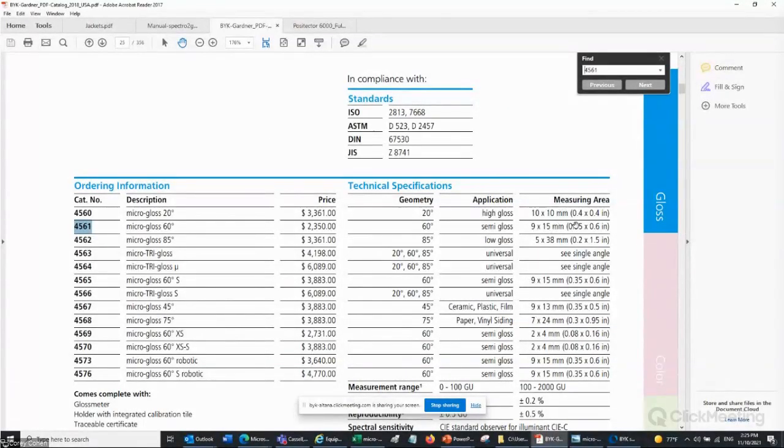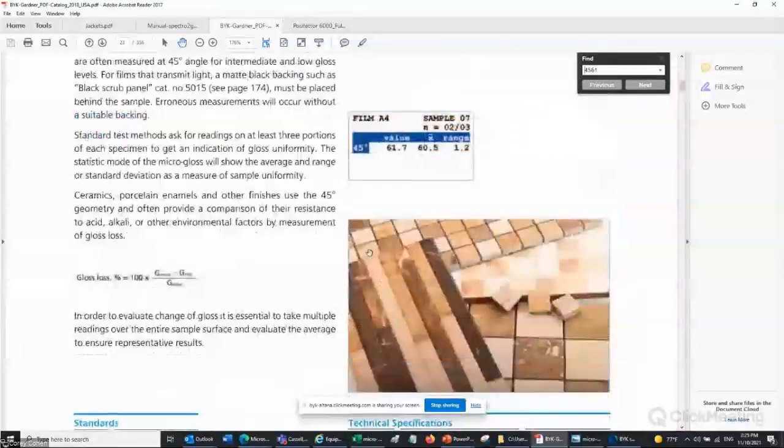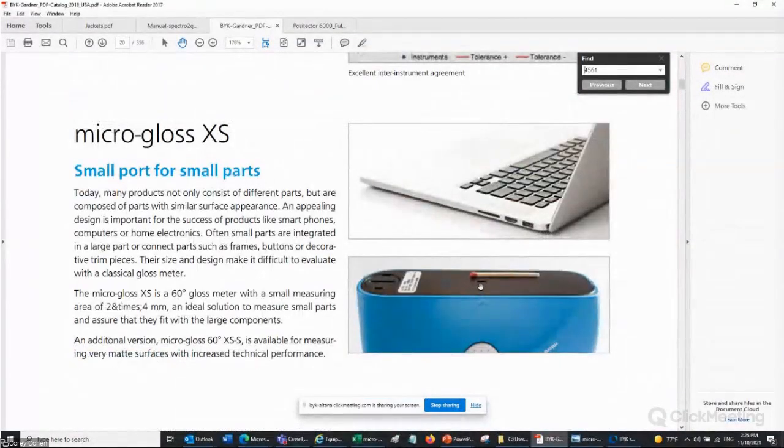Aside from these three standard options, we also have the XS model, which has a spot size of 2 by 4 millimeters. This is our small aperture model. You can see that little aperture there in comparison with a match. So it really is very small. This is what we recommend for small parts as well as parts with high curvature. Measuring with a smaller aperture can mitigate some of the difficulties of measuring highly curved surfaces.